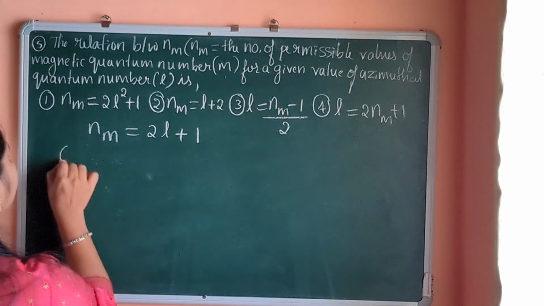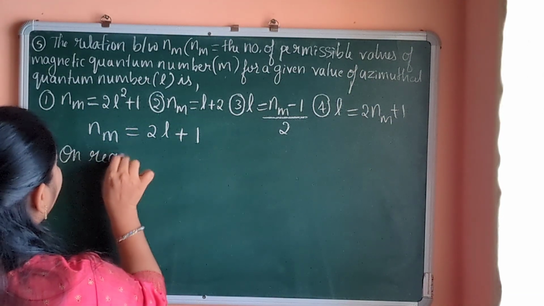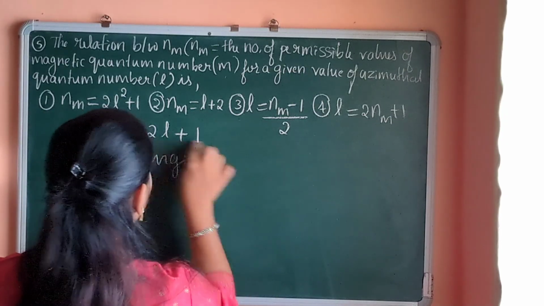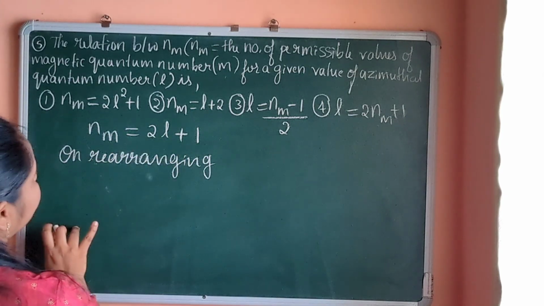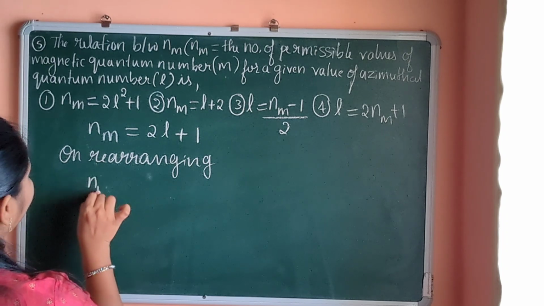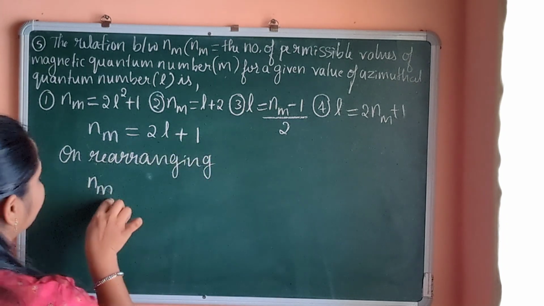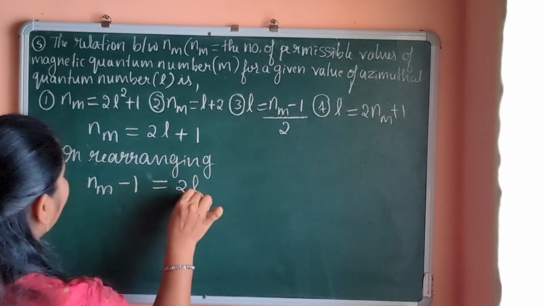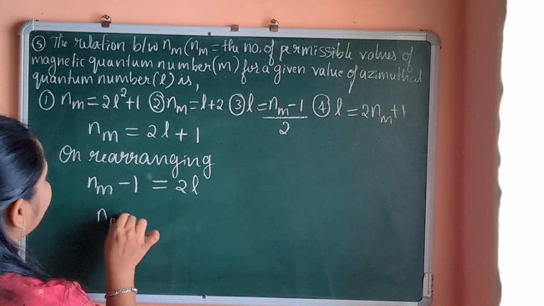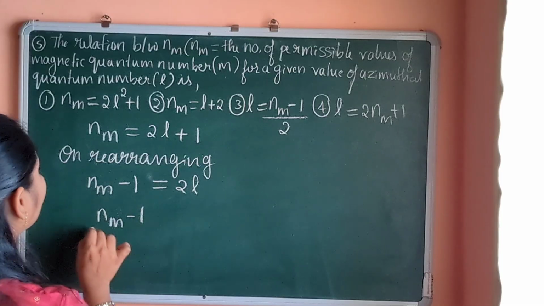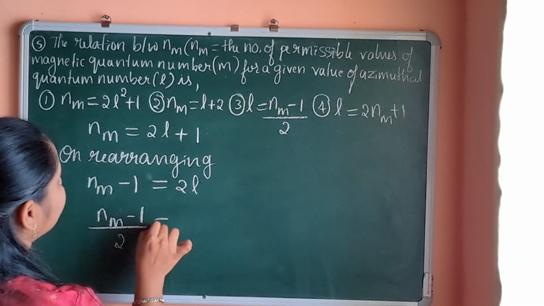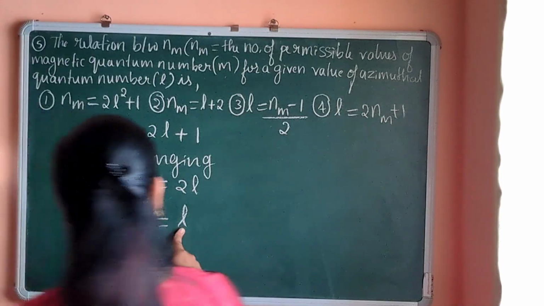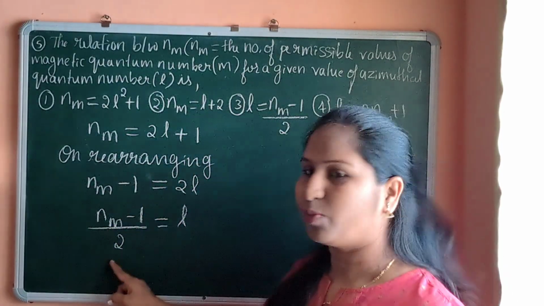So, on rearranging this formula, we will get Nm. I'll take this plus 1 to the left hand side, that becomes minus 1, which is equal to 2L. So, Nm minus 1, I'll take this 2 to the denominator, which is nothing but L. So, the formula is L equals (Nm minus 1) upon 2.